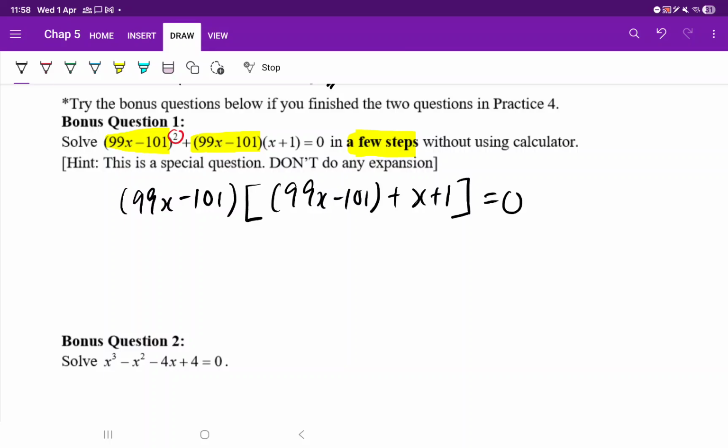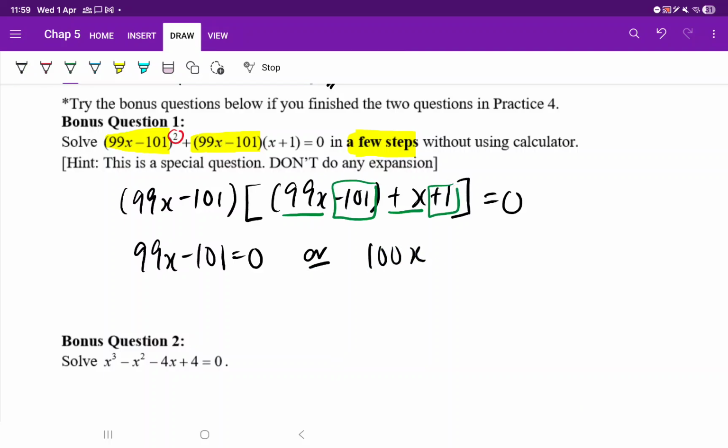Okay, next. Once you got this, do you realize that this is a bracket and this is another bracket? Actually, you can use zero product rule because bracket means multiply equals 0. So we use zero product rule, 99x minus 101 equal to 0, or this second bracket can be simplified. I show you 99x plus x is equal to 100x, and then after that you have minus 101 plus 1, which will be minus 100. Solve these two, you will have x equals to 101 over 99, or x equals to 1.